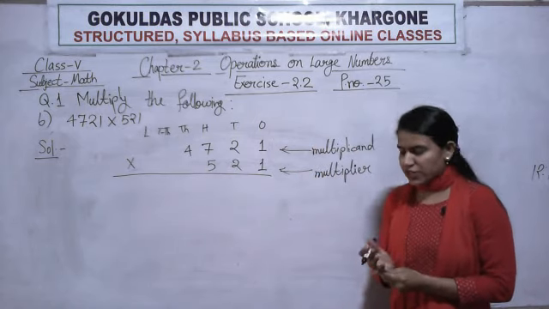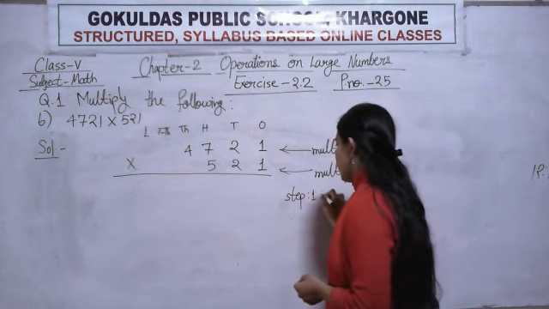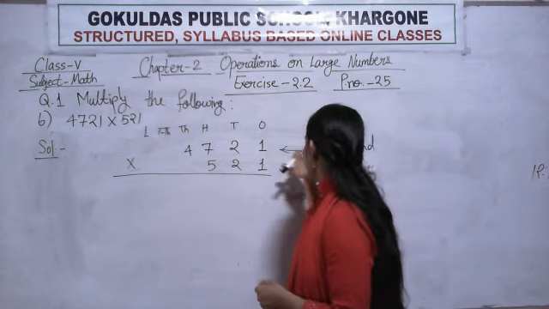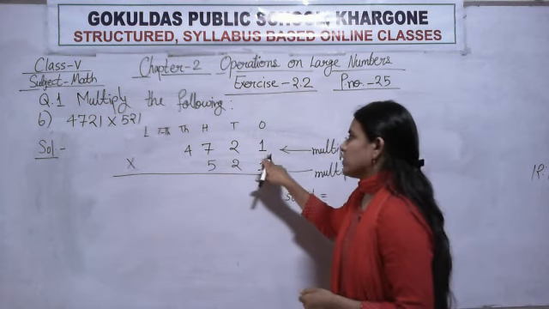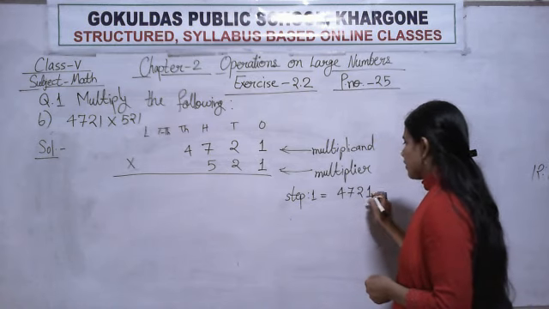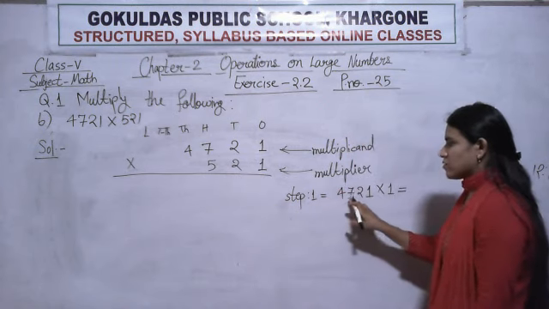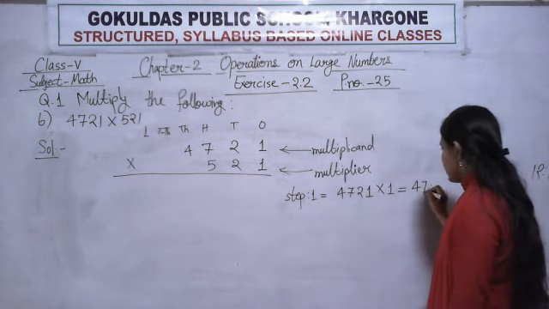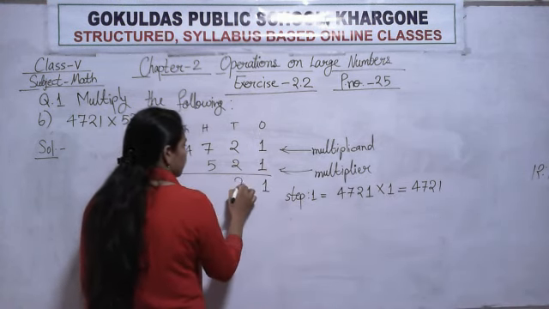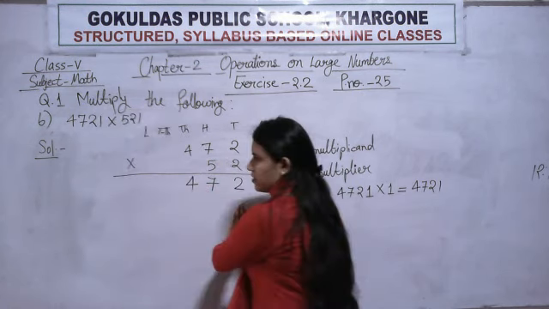So to start multiplication, what will be your first step? Step 1: you will multiply the ones place with all the digits of the multiplicand. In the first step, you will multiply 4721 by this 1. When you multiply 4721 by 1, you get 4721. So 1 ones are 1, 1 twos are 2, 1 sevens are 7, 1 fours are 4. This is your first step done.